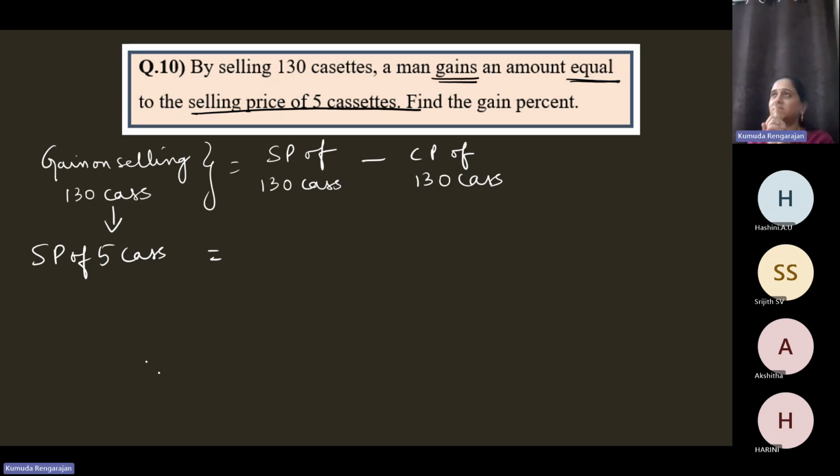See, like SP of 1 cassette, SP of 2 cassettes, SP of 3 cassettes, SP of 4 cassettes, SP of 5 cassettes. This SP of 5 cassettes value, that is the gain. That's the profit. That value is the profit which he gets when he sells 130 cassettes. So I have written under this for gain on selling 130 cassettes, I have written what is given here. What is this equal to? It's SP of 5 cassettes is equal to SP of 130 cassettes minus CP of 130 cassettes.